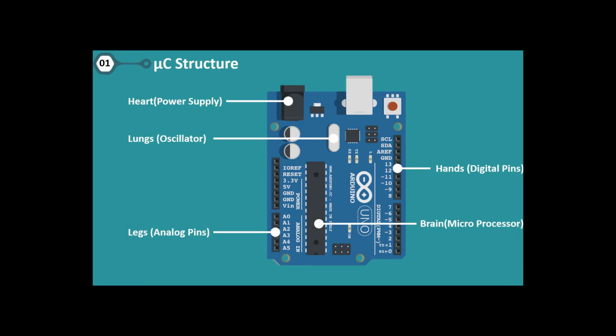For example, the brain of the microcontroller is called the microprocessor. This brain does, as I said, the mathematical operations such as multiplication, addition, division, and subtraction. But with the help of the other peripherals, it can do more complex or more complicated functions or instructions. The main peripheral or the main tool of the microcontroller is called digital input output, or digital pins.